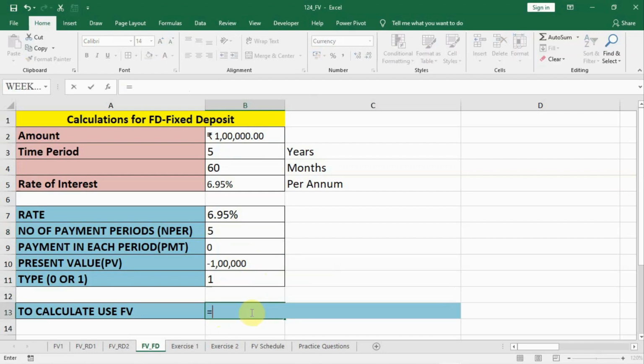I'll write down equal to future value, and in the future value our rate is 6.95. We'll select our rate, put a comma. Then next is nper, number of payment periods, that is 5, put a comma. Payment made each period, nothing, 0, comma. Then present value is minus 1 lakh rupees, comma, and then 1. We are paying it in the beginning so that we can have the interest for the whole period.